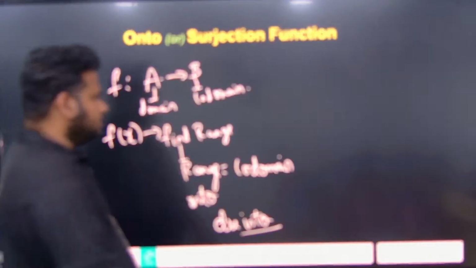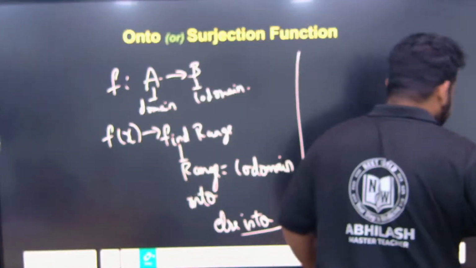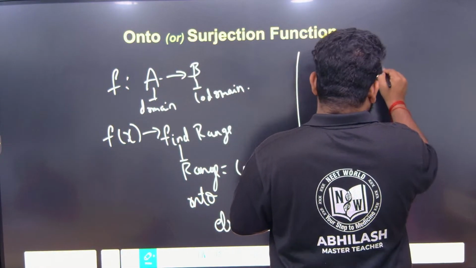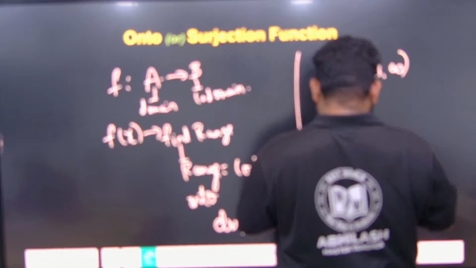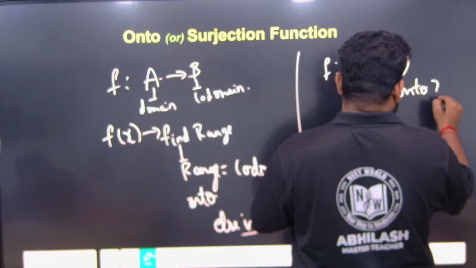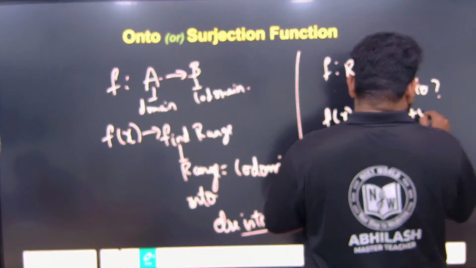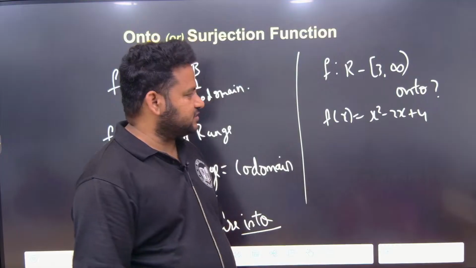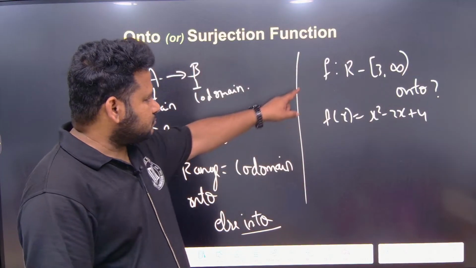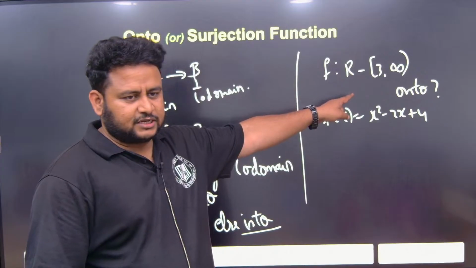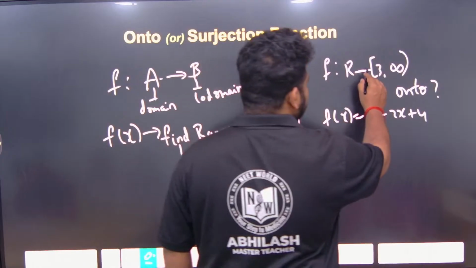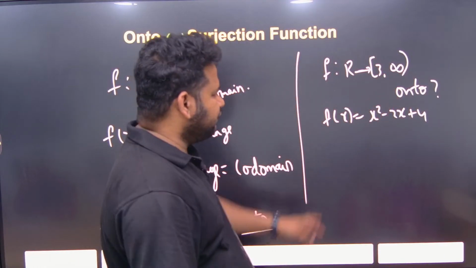Clear? Now let us take up a question. Example, please write down fast. So f is defined from R to [3, infinity). Whether it is onto or not, we have to check. f of x is given as x square minus 2x plus 4. This is R, the domain. This is [3, infinity), the codomain. Now if I find out this, I can write it as what?